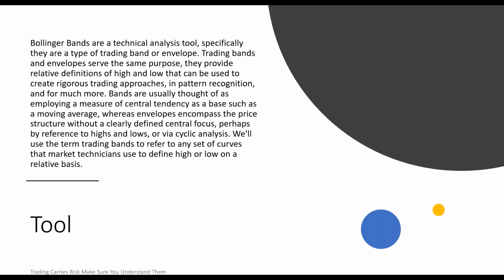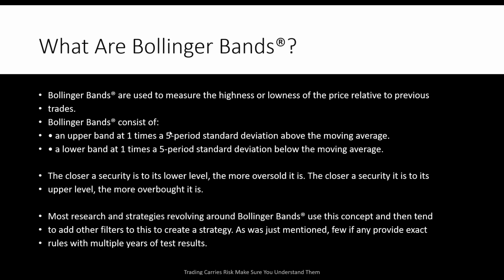So bands are usually thought of as employing a measure of central tendency as a base, such as a moving average. Whereas envelopes encompass the price structure without a clearly defined central focus, perhaps by referencing the highs and the lows. We'll use the term trading bands to refer to any set of curves that market technicians use to define high and low on a relative value. So we have a band.